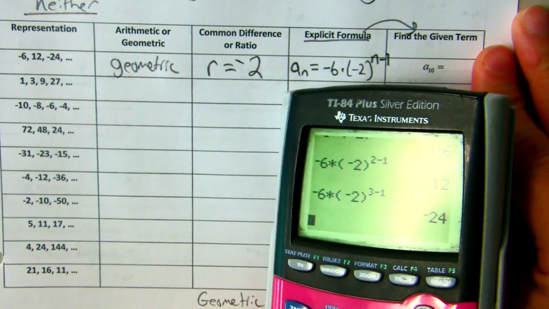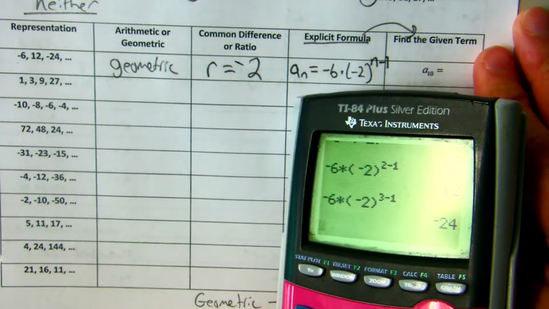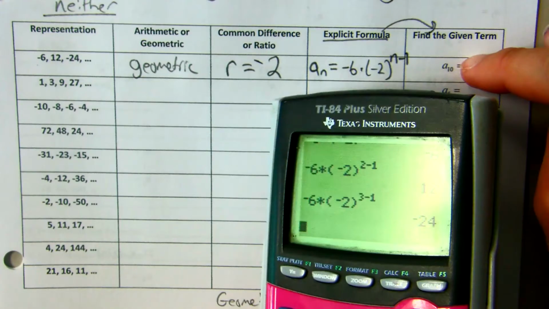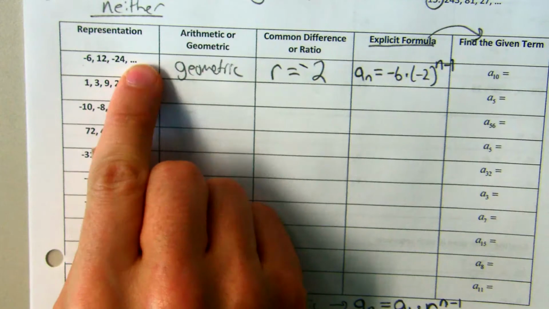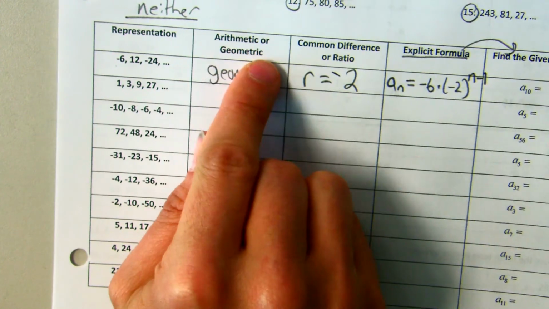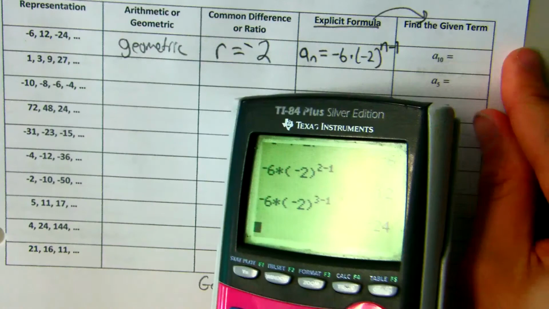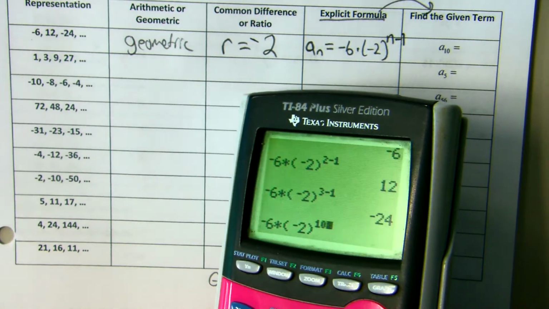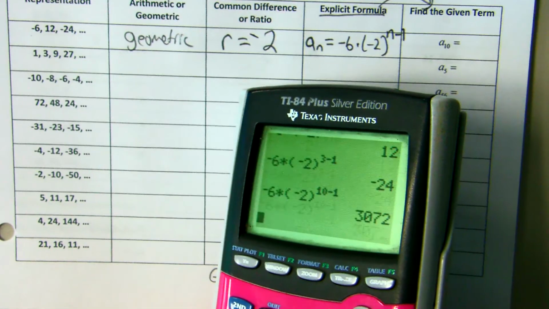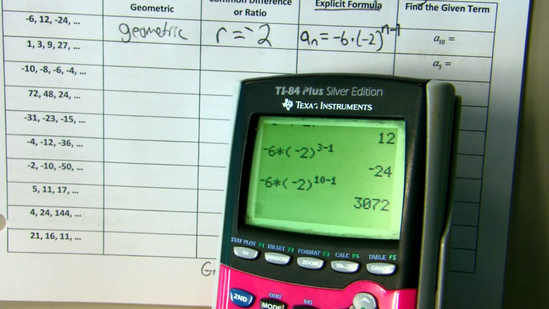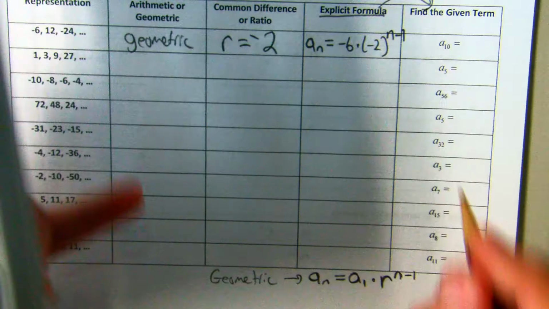So one of the biggest uses of this, at least for today, is if you want to know the 10th term, that's what a sub 10 means, I mean, can you extend this pattern times negative 2, times negative 2, times negative 2, times negative 2? You can manually do that, but no one wants to do that. Instead, use the formula and plug in 10 for n, and let your calculator do the work. The 10th term would be 3,072.